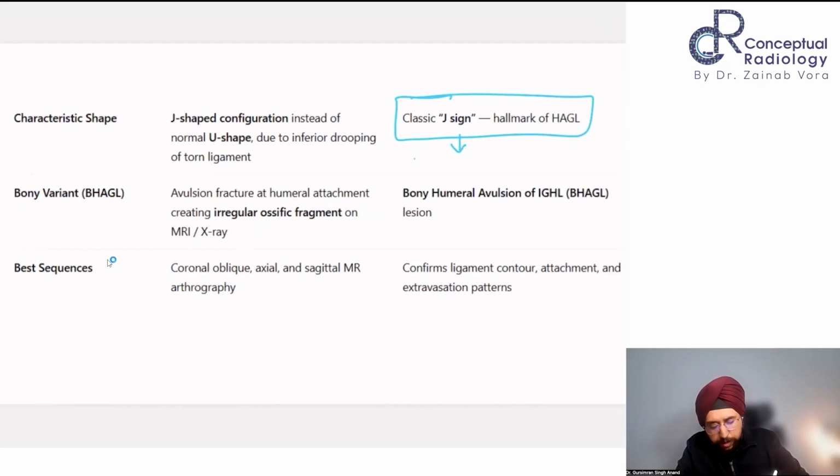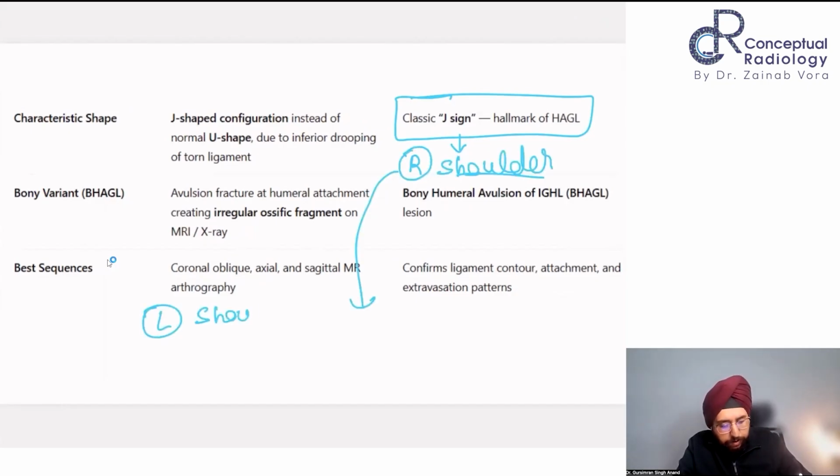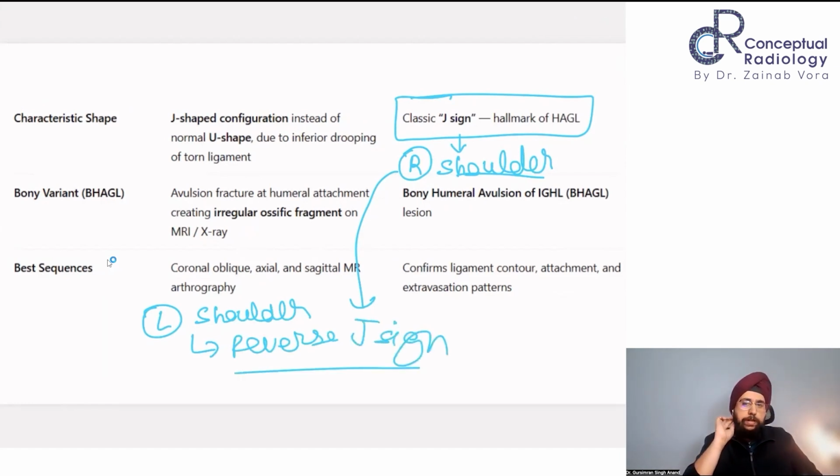I'll show you that. Please remember this J sign has been described for the right shoulder. In cases of the left shoulder, this will change to a reverse J sign. So don't get confused. This classical J sign has been described for HAGL of the right shoulder. In HAGL of the left shoulder, you will have the reverse J sign. I'll show you on the images also. And if, along with that, it takes a fragment of the bone, like the difference between the osseous Bankart and the non-osseous Bankart, in the same way we have the bony humeral avulsion of the IGHL if it takes a fragment of the bone along with the humerus.